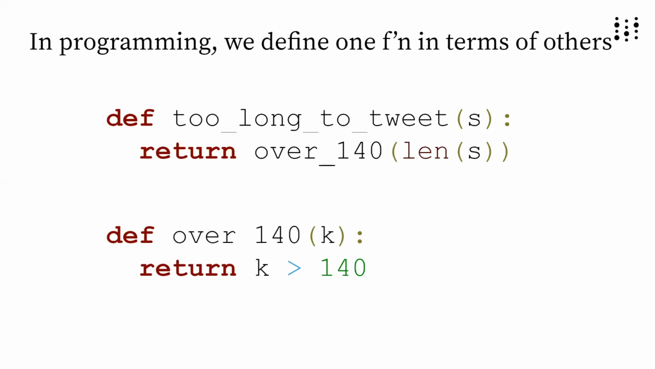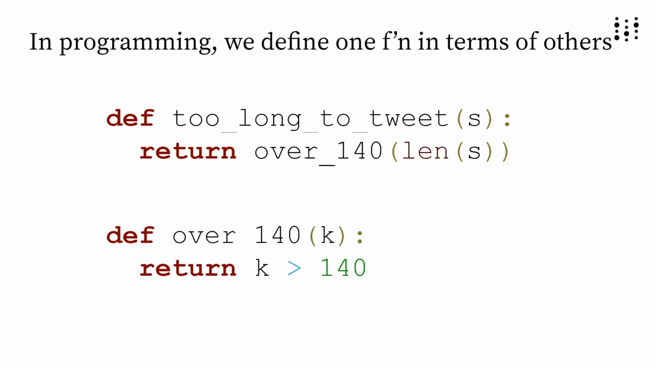in terms of others. So if I wanted to check whether the string that I'm composing is too long to tweet, I might first get the length of that string in the number of characters, then check if that number of characters is over 140. So that's what the Python function on the top there does. And it's calling this function over 140 that checks whether its input, which is a number, is above 140.